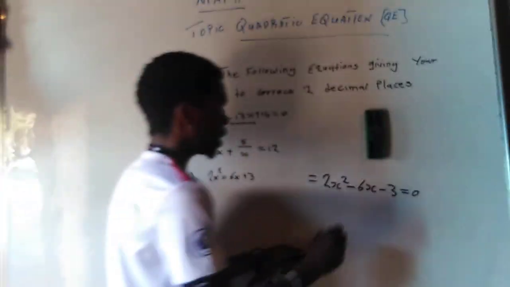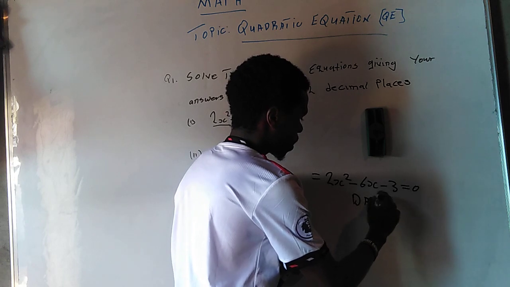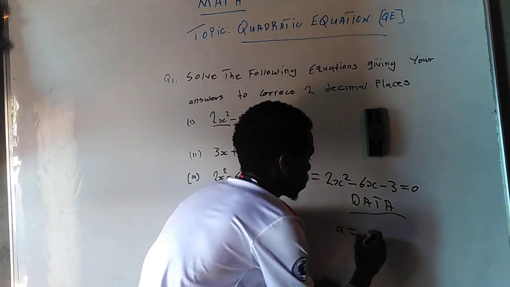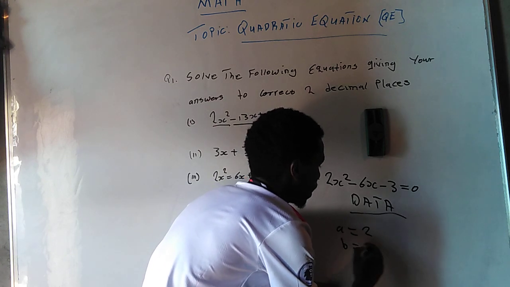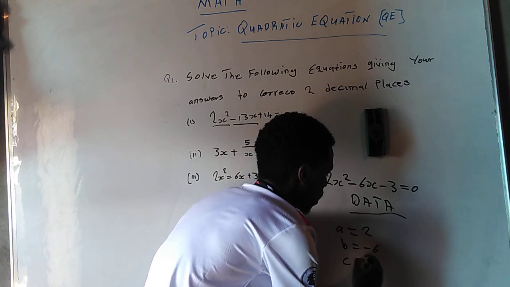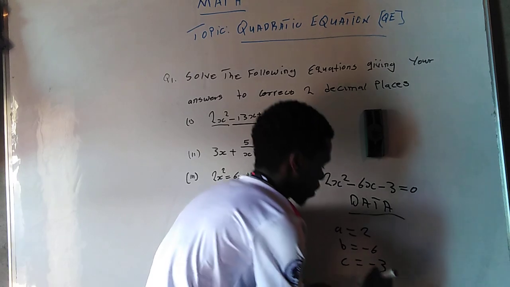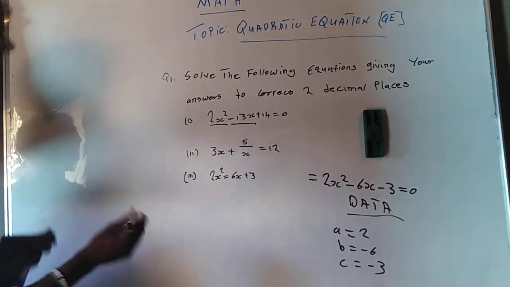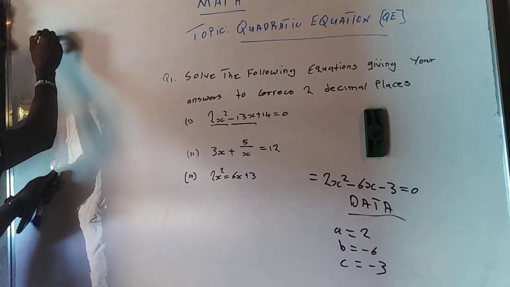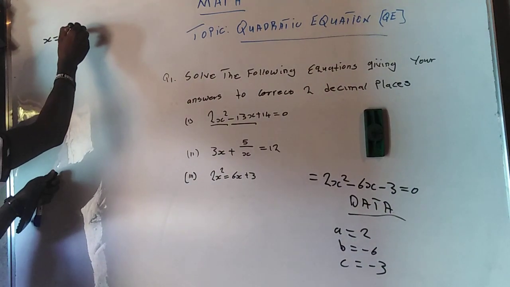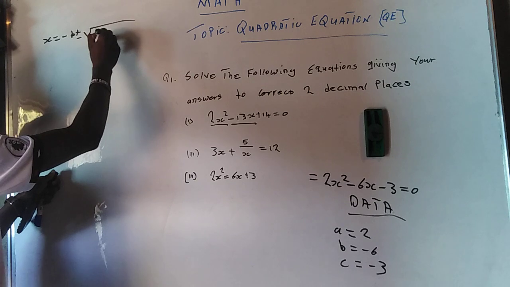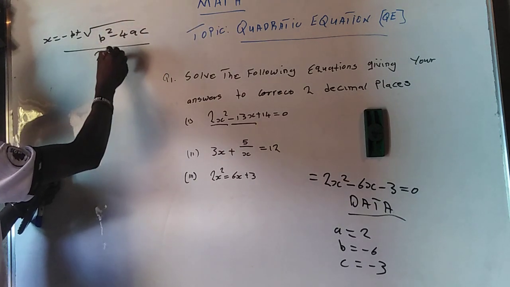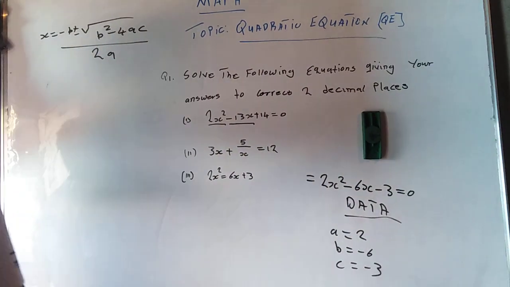So let's try and group the data. Which one is my A? My A is 2. My B is negative 6. My C is negative 3. So now this is my data which I'm having from there. Then I will say x is equal to negative b plus or minus the square root of b squared minus 4ac, over 2a. Then I'll start plugging in.